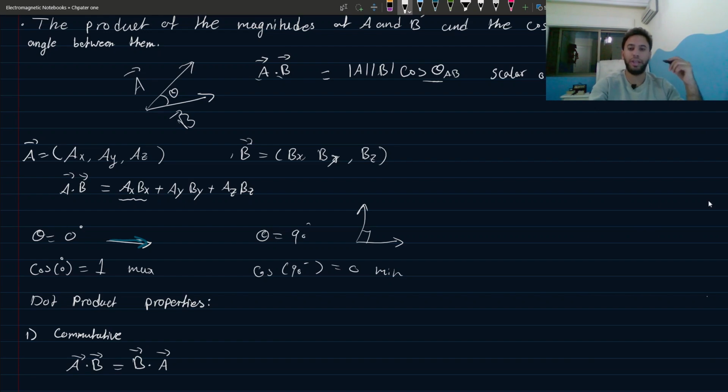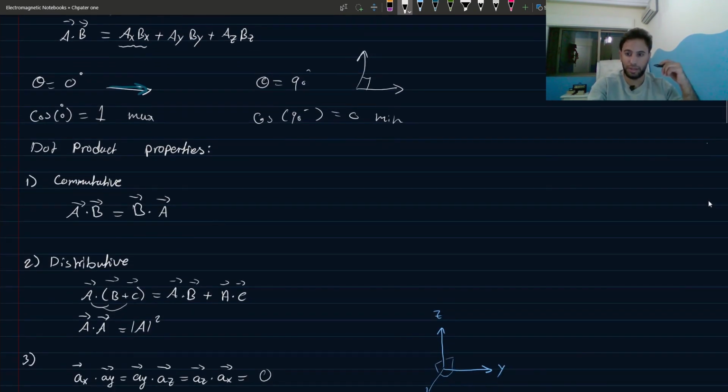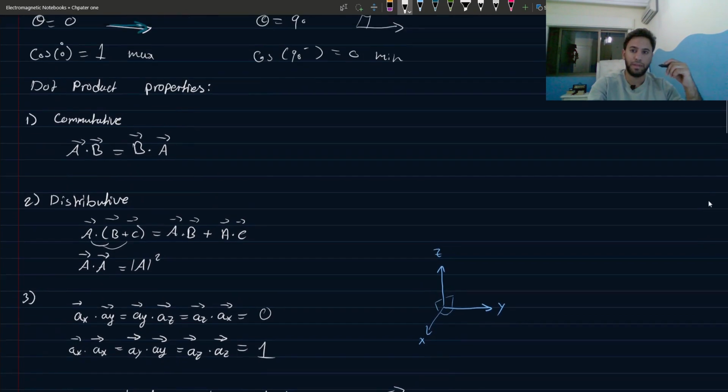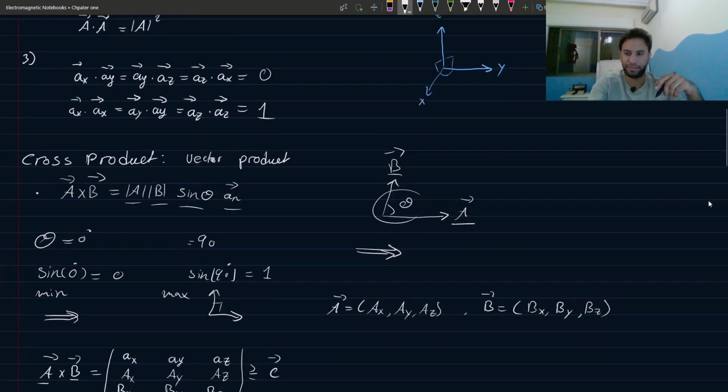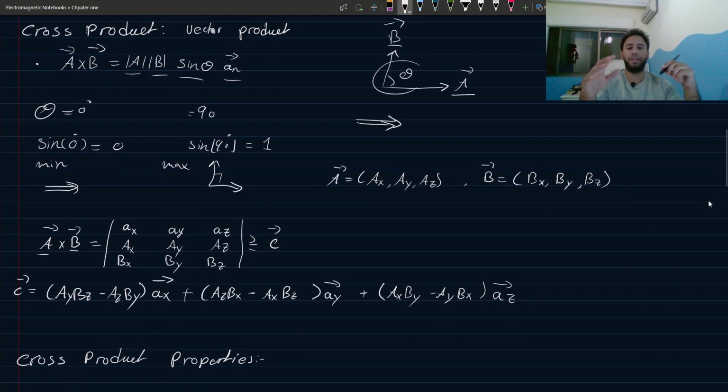In case of the dot product, it is commutative, it is distributive, and it's easy. The cross product is when you multiply the magnitude of vector A and vector B and the sine of the angle between them, and the result will be perpendicular to both of these vectors. When these two are perpendicular to one another, we get the maximum value, and when they are parallel to one another, we get the minimum value, which is 0.